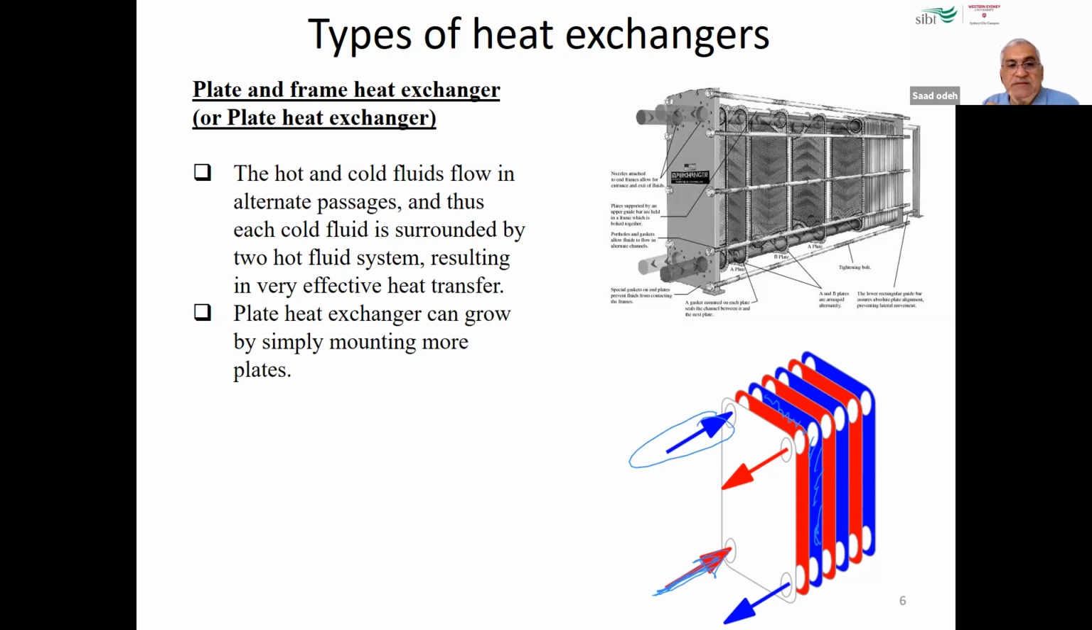And as you can see, we have better or more effective heat transfer, because each cold fluid plate is surrounded by two hot fluid plates. This will increase or improve the heat transfer efficiency. Okay.